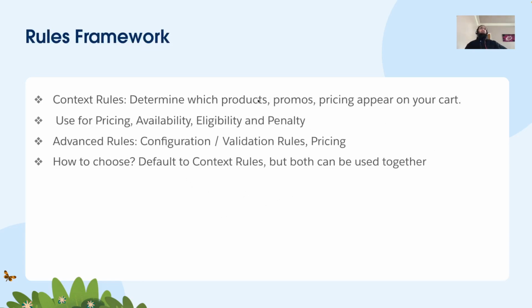There are two types of rules framework supported in the enterprise product catalog. There are context rules, which you can use to determine the product's promotions and pricing, which will appear in your cart, and they're used for pricing, availability, eligibility, and penalty. And there's another framework called advanced rules, and this can be used to create configuration and validation rules and pricing rules. How to choose between the two rules. The preferred is context rules. If context rules cannot be used, then you can use advanced rules, and they can be used both together as well.